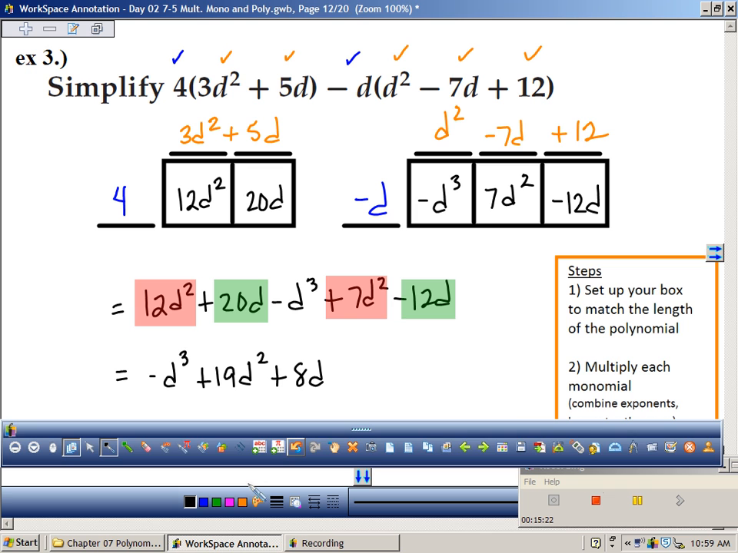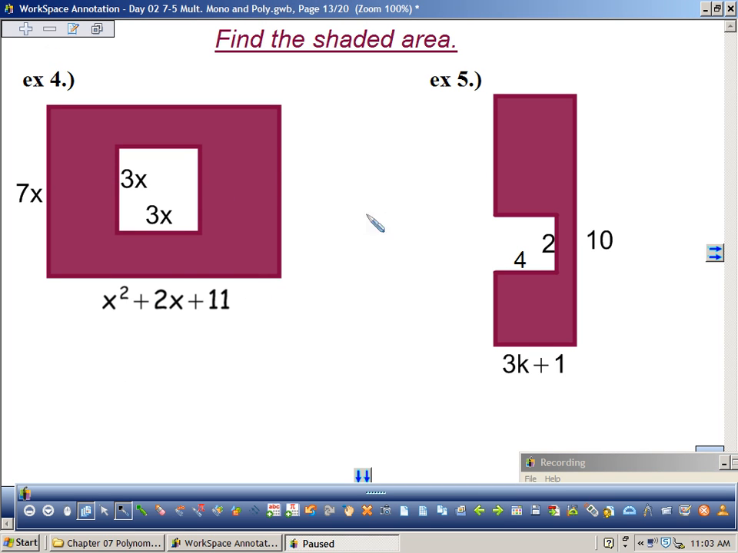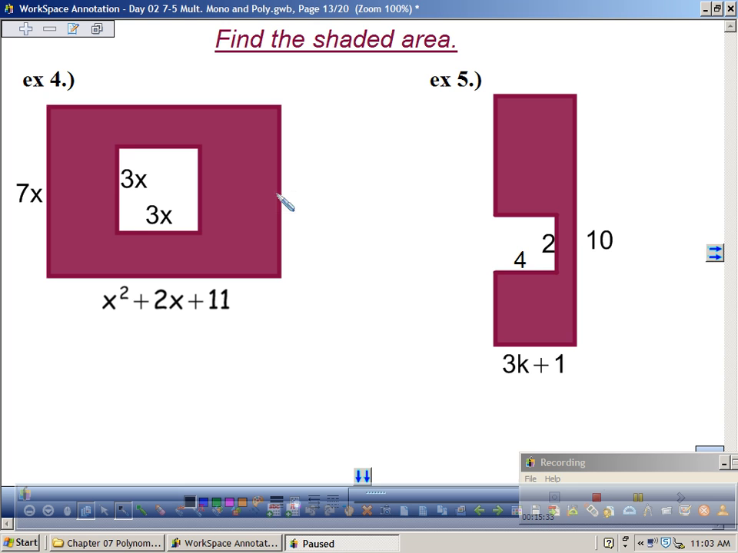Positive 8d. Question? Write that down. All right, let's continue. Put your pencils down. Find the shaded area. So this is exactly what we were doing, right? Only just represented as a geometric figure. So let's concentrate. If I need to find the shaded area, is all of this the shaded area?